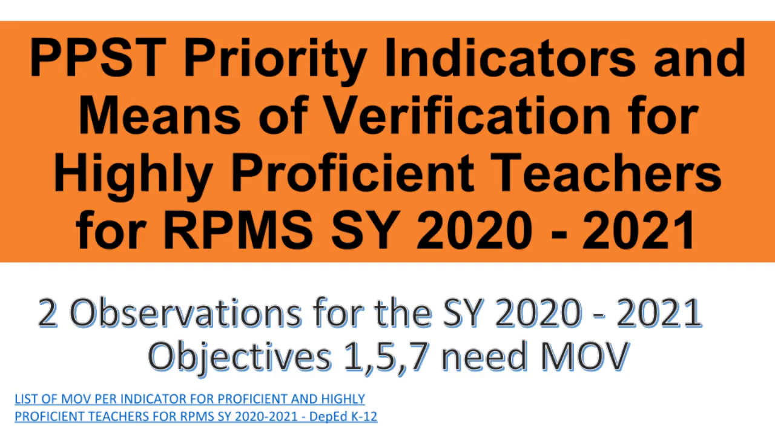Classroom observable objectives for highly proficient teachers. The performance indicators of these objectives are identified quality except for Objective 6, which has quality and timelines. Objectives 1, 5, and 7 require means of verification (MOV) from a classroom observation.